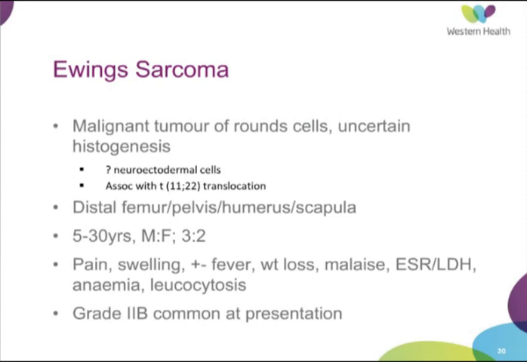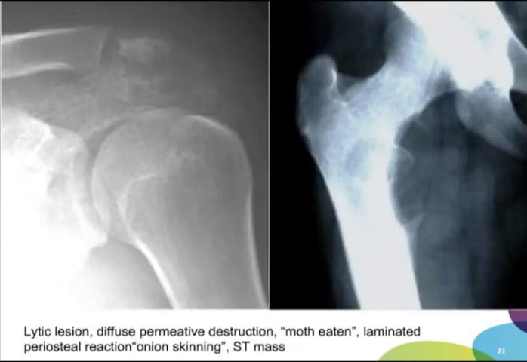The age is approximately patients in the late teens, early 20s, again with a slightly male dominance. Patients with this tumour can present with pain and swelling, but also, in a larger number than osteosarcoma, there is a certain group of patients that present with fever, weight loss, malaise. It's associated with high ESR and LDH, and also anemia and leukocytosis at presentation. Again, the grading of the stage of the tumour is most commonly a high-grade tumour with involvement and cortical destruction at the time of presentation.